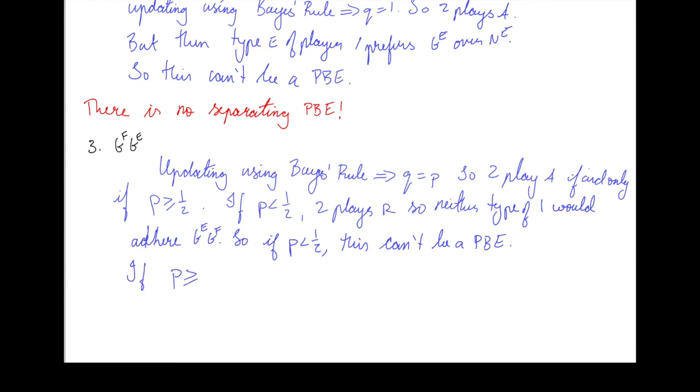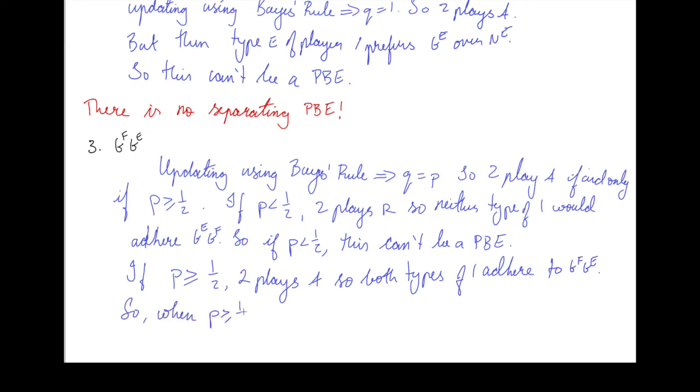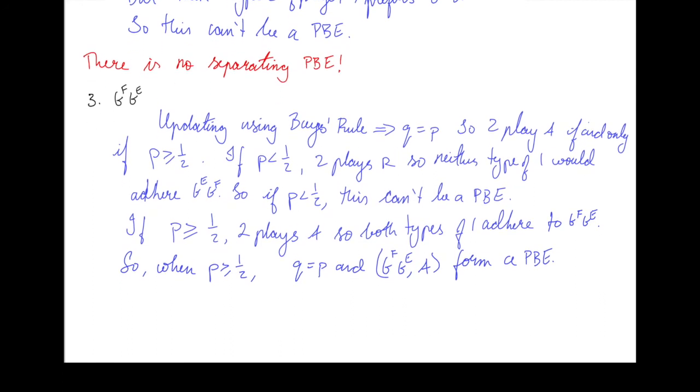However, if P is greater than or equal to a half, then we know that 2 plays A, and both types of player 1 are happy to give rather than not to give. So they adhere to this strategy GF-GE. So when P is greater than or equal to a half, Q equals P, and the strategy profile GF-GE and accept form a PBE. Now there's one more strategy that we can try for player 1.